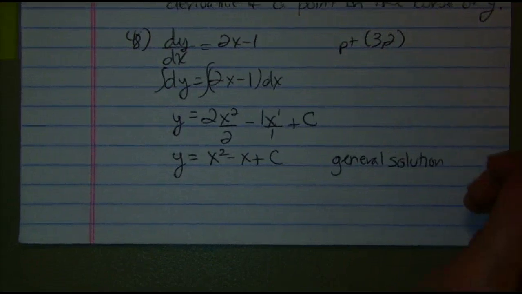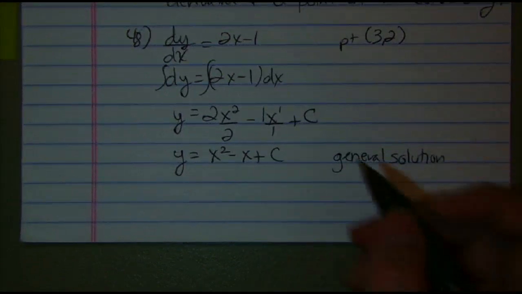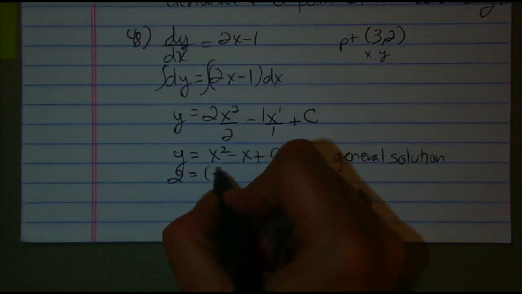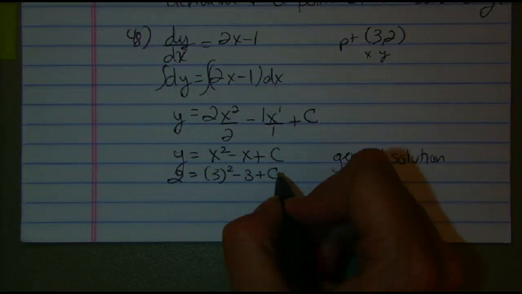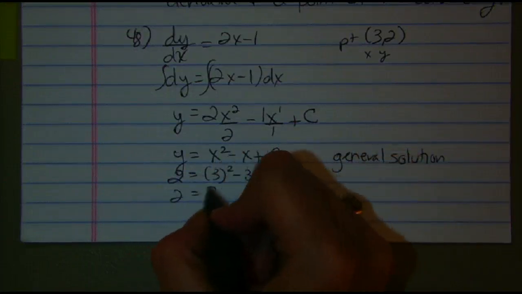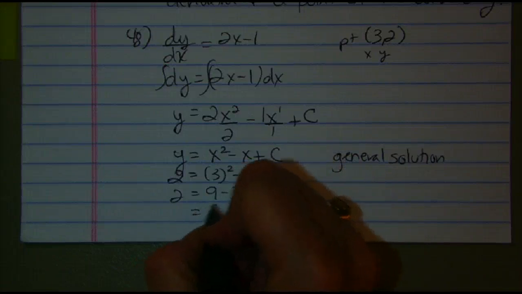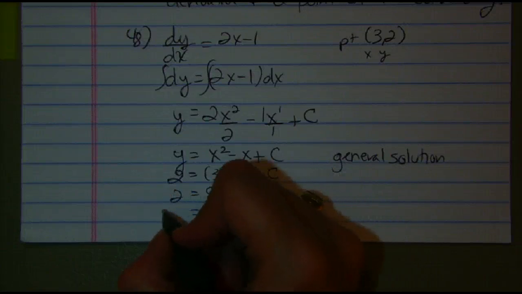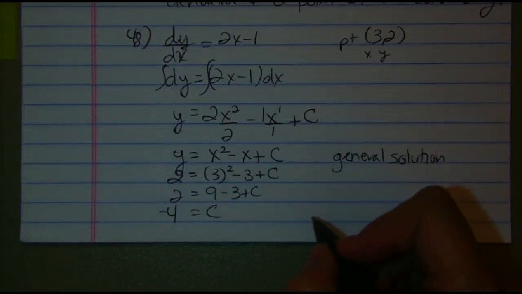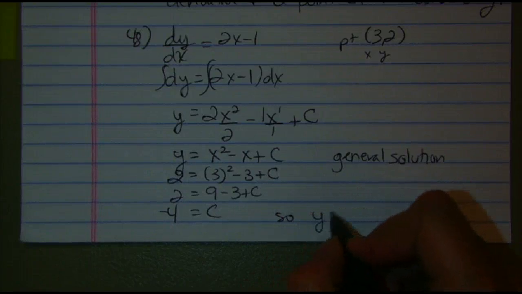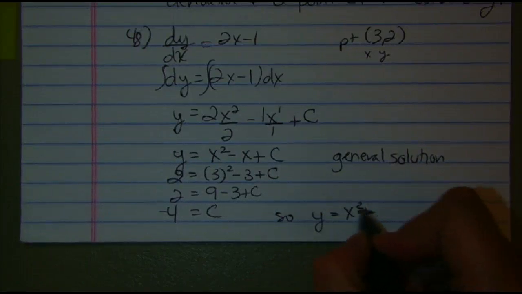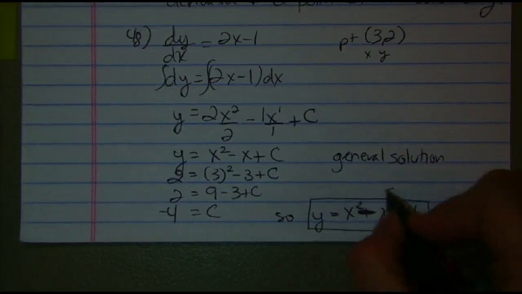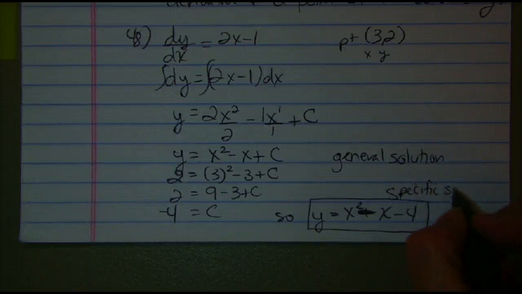Let's put in the point (3, 2) that lives on this curve to get a specific solution. So again, this is your x and your y. So 2 equals 3 squared minus 3 plus c. So it's 2 equals 9 minus 3 plus c. So c equals what? 9 minus 3 is 6. That's a negative 6, so that'll end up being a negative 4. So my specific solution would be y equals x squared minus x, and then my c is negative 4. That is my specific solution.